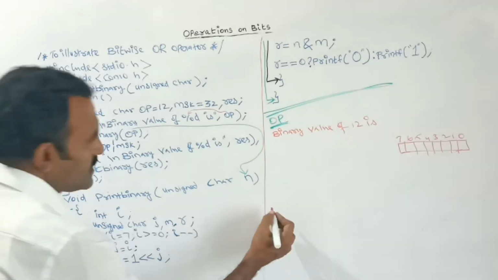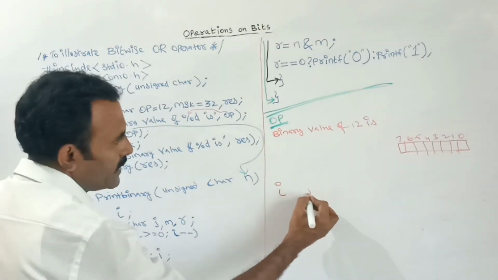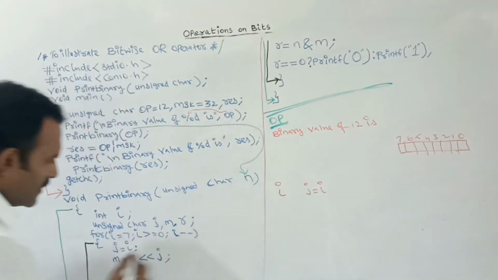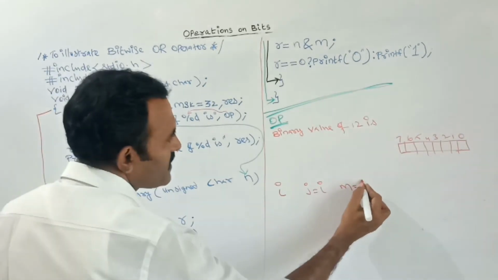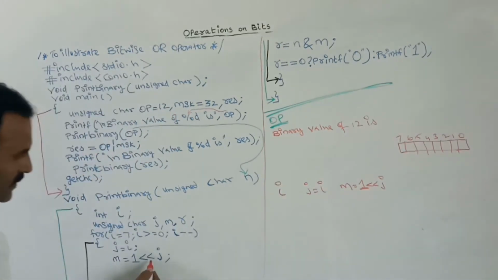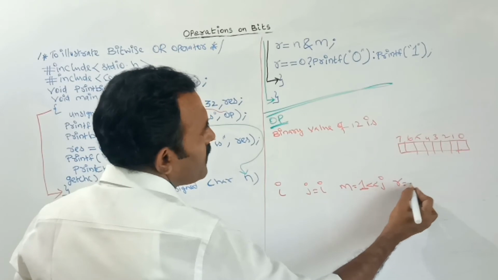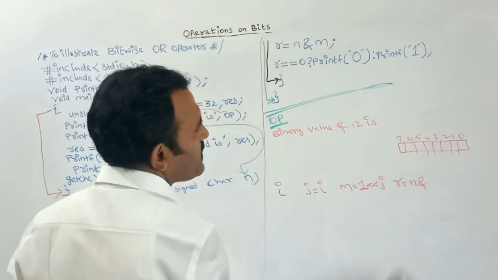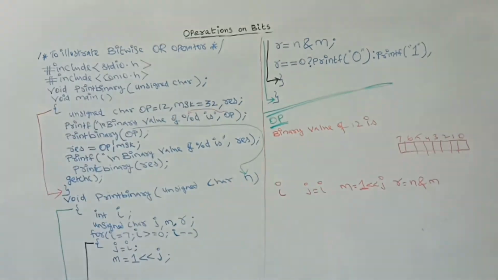First, now let us say here I value, next j is equal to I, here m value, and m is equal to left shifting the value 1 with jth value. Next here r is equal to, this is the result, n, I am using bitwise AND here, next m. Say, now let us see the output here.